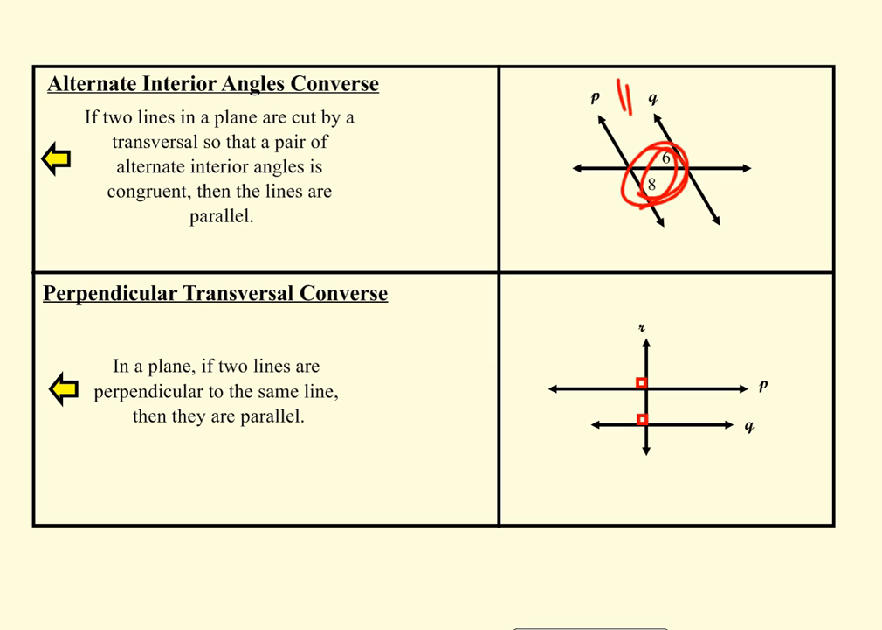So now, what if I've got a perpendicular transversal? If two lines are perpendicular to the same line, then they are parallel. Notice, both P and Q are perpendicular to whatever that letter is. Looks like a weird looking R, but I don't know. So if they're both perpendicular to R, then they are parallel. That is the perpendicular transversal converse.